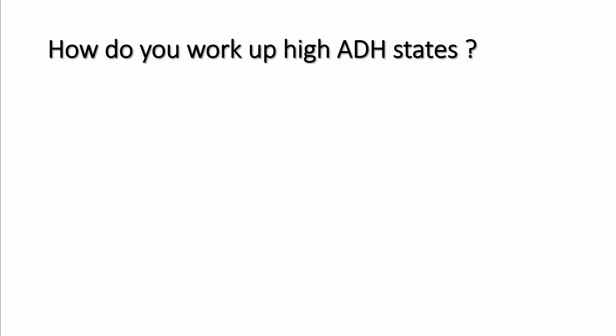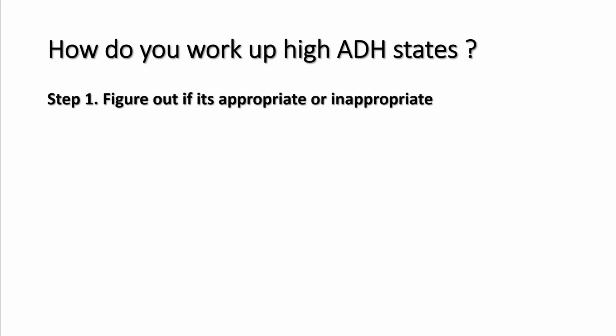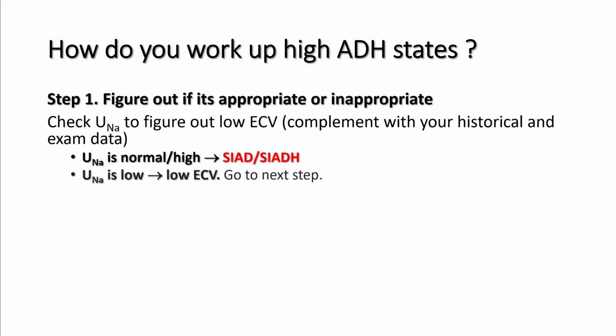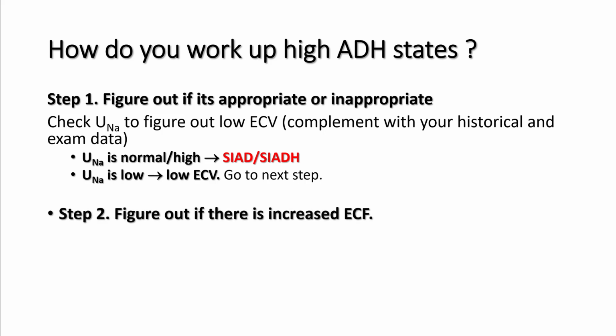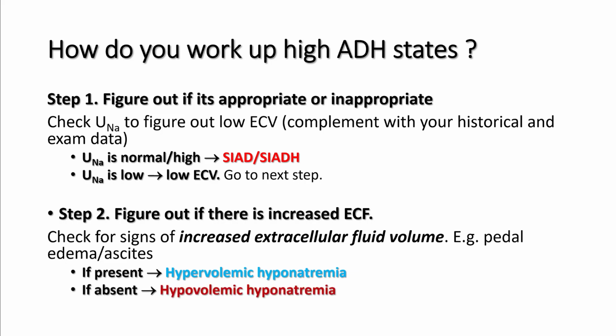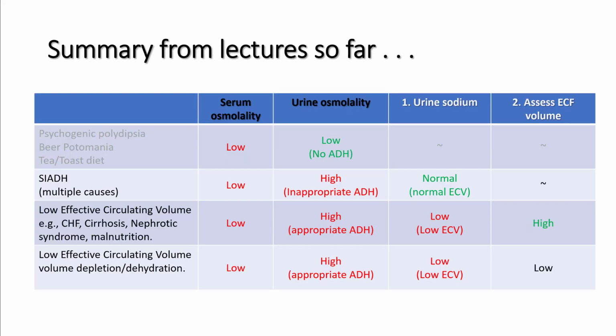So how do you work up high ADH states? The first step is to figure out if it is appropriate or inappropriate, and for this you use urine sodium and you can complement it with your history and exam data. If your urine sodium is normal or high, you are dealing with SIAD. If your urine sodium is low, you are dealing with a low ECV, and here you have to figure out if the ECF volume is increased or not. Look for signs of pedal edema and ascites, and if they are present, you are possibly dealing with hypervolemic hyponatremia, and if they are absent, you are possibly dealing with hypovolemic hyponatremia.